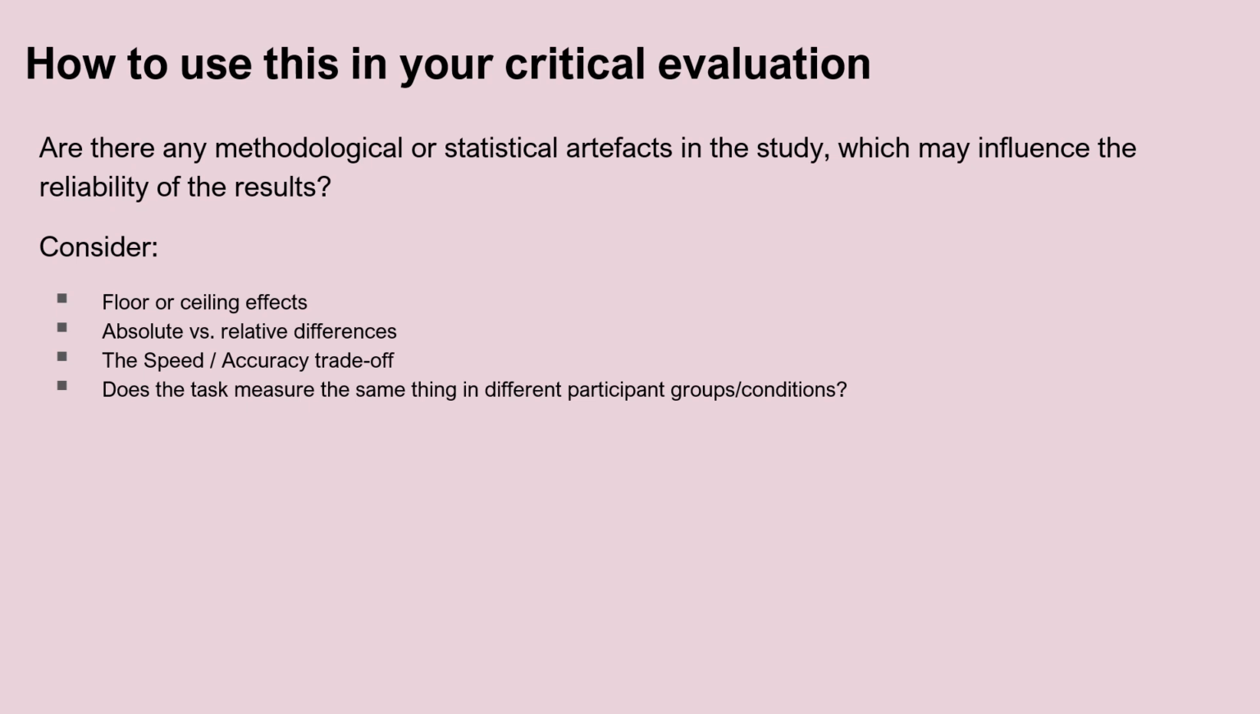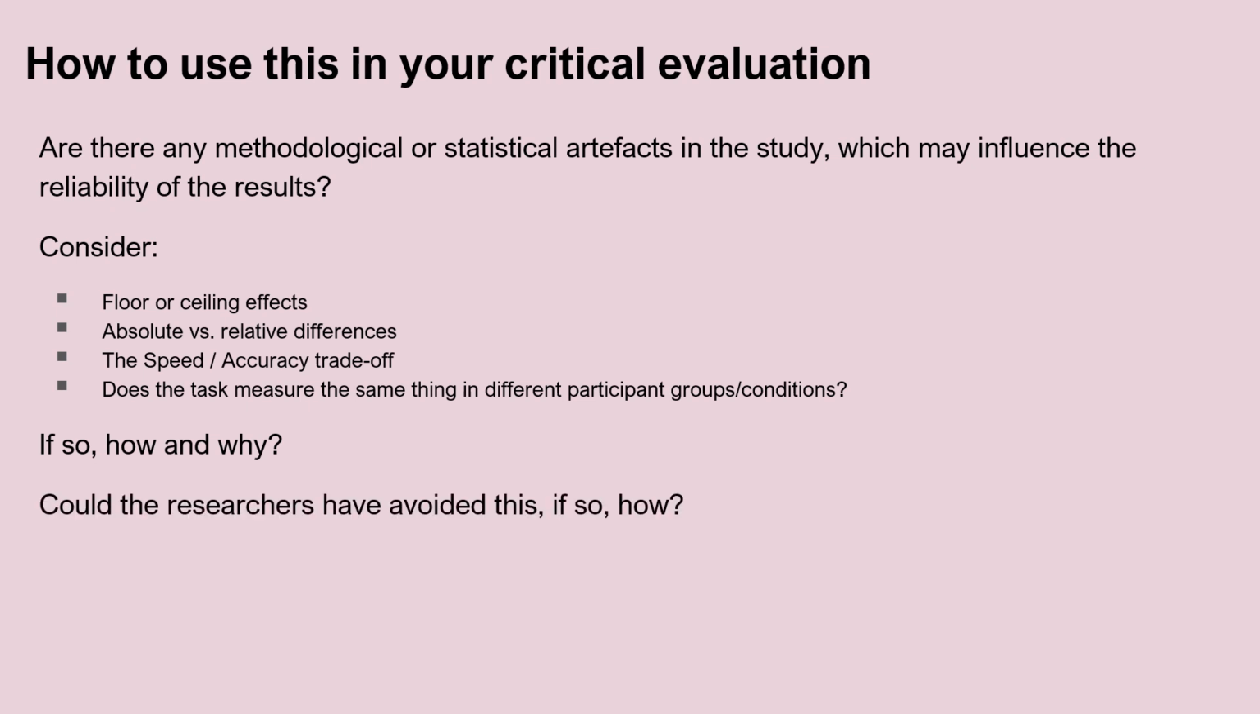And more broadly, think about whether the task is likely to measure slightly different things in participants belonging to different groups or assigned to different conditions. And if that is the case, think about how and why you think the specific artifact would influence the key results. And finally, reflect on whether the researchers could have avoided this research artifact, and if so, how could it have been avoided?